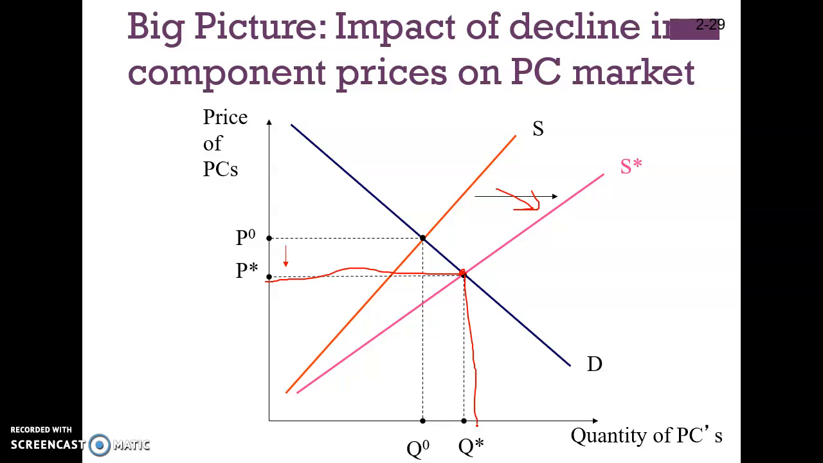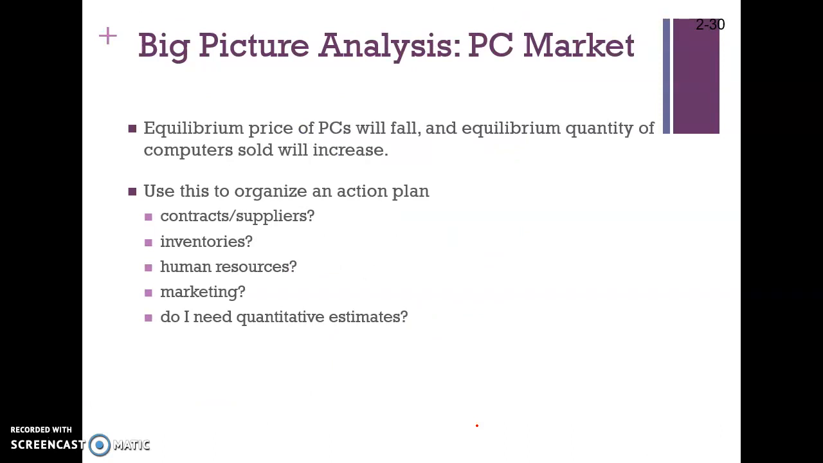Now in this situation, when you see that the prices will decrease, what will you do? The equilibrium price of PCs will fall and the equilibrium quantity sold will increase. Now, use this to organize an action plan. It means you have to contract with your suppliers, build up inventories, stock up the goods, and have the human resources because you are going to produce more. You have to do the marketing in this regard.